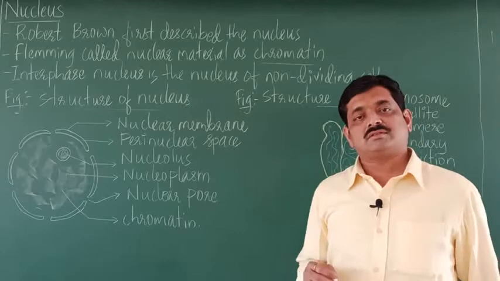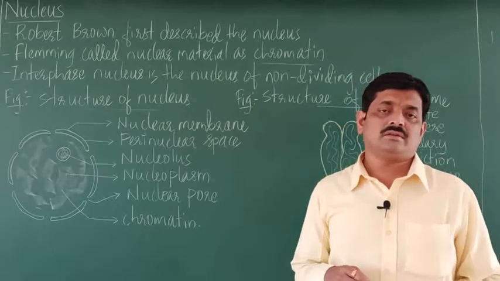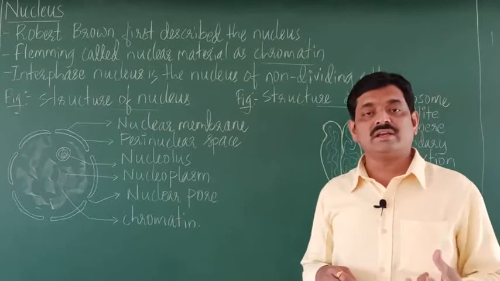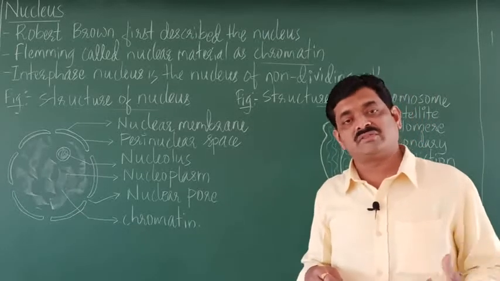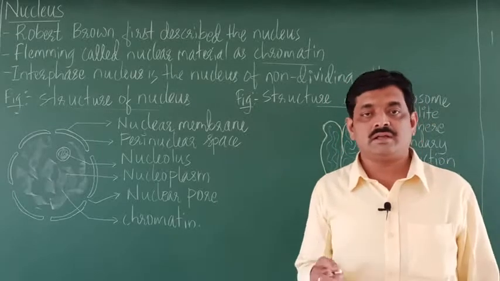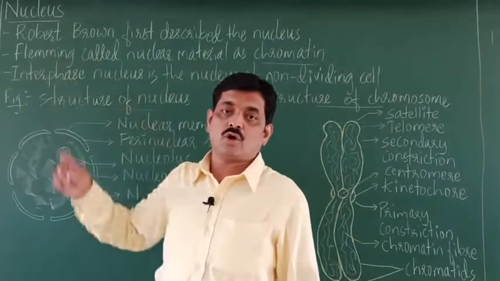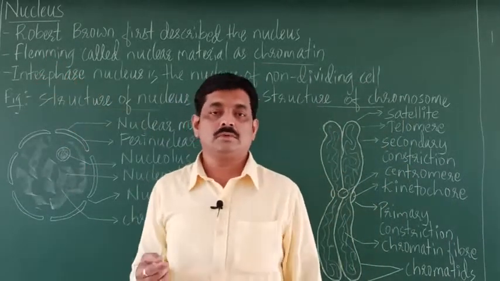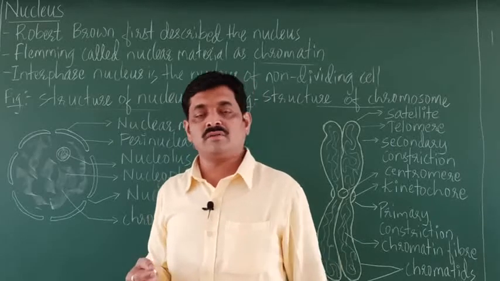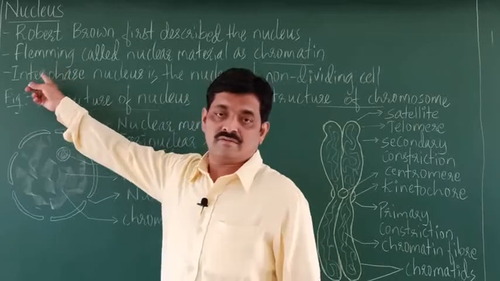A nucleus contains a material which is called chromatin. The nuclear material, or material of the nucleus, was called chromatin by Fleming. Fleming coined the term chromatin. So chromatin is the material of the nucleus. The word chromatin was given by Fleming.